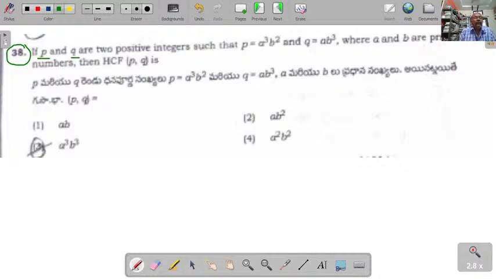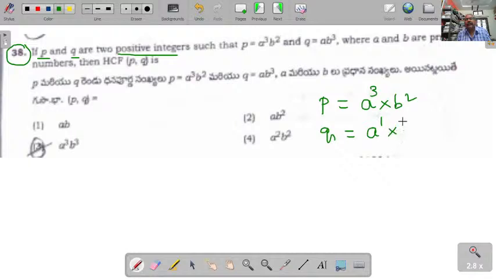If p and q are two positive integers, p is equal to a cube times b square, and q is expressed as a power 1 into b cube, where a, b are prime numbers. That means p is written as a product of primes, and q is also written as a product of primes. Then what are we asked? The HCF of this p comma q we are asked.